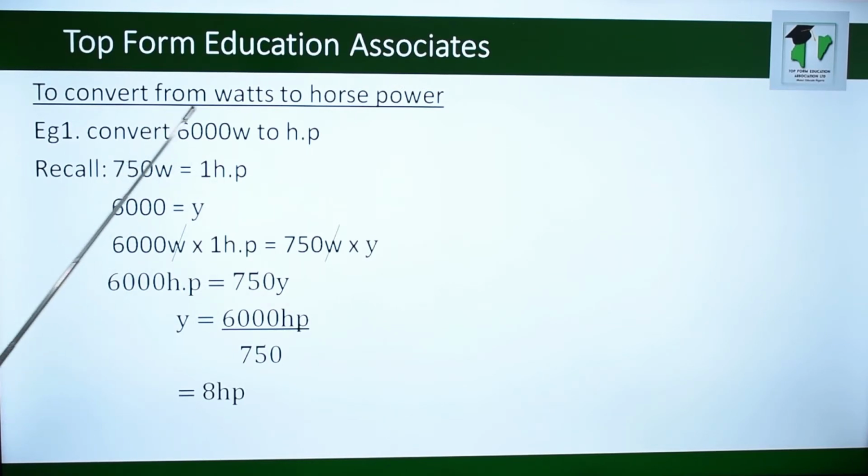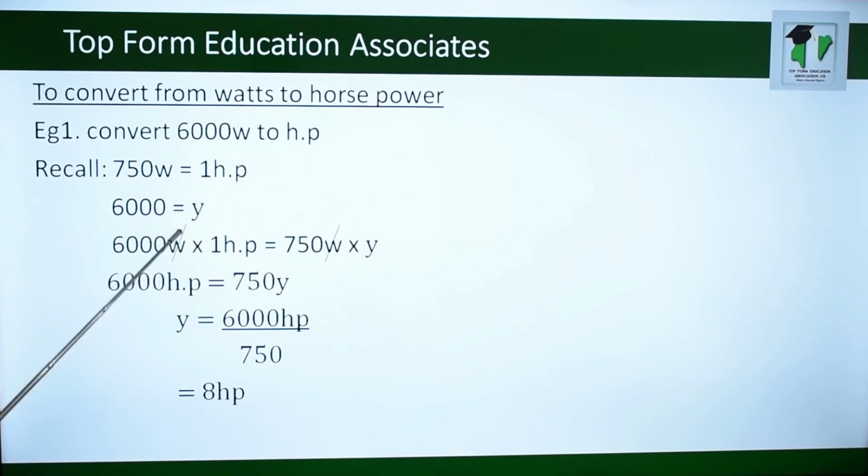Now, to convert from watts to horsepower, we want to use examples to see how we can do the conversion. Convert 6,000 watts to horsepower. Now we have it that 750 watts is equal to 1 horsepower. Are you getting it? Now, if you're asked to find 6,000 watts in horsepower, what will it give you? We'll have 6,000 watts is equal to what? We're now using Y to represent it.